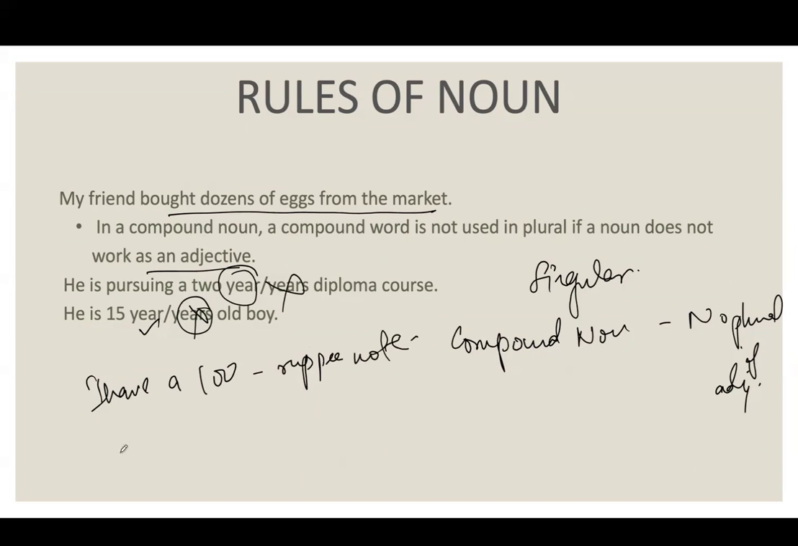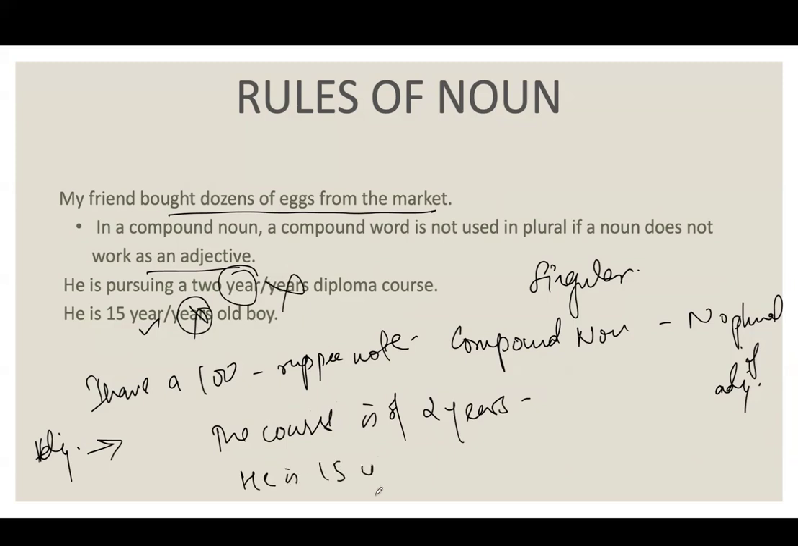But when not used as an adjective, how do we use it? The course is of 2 years. He is 15 years old. Clear?